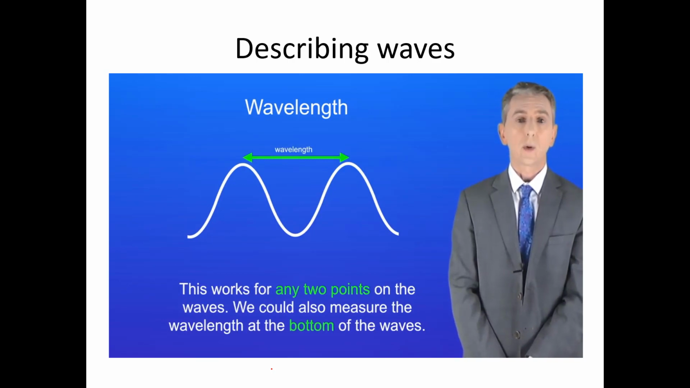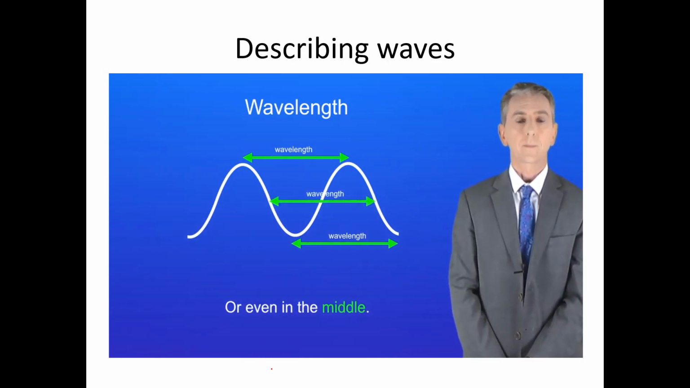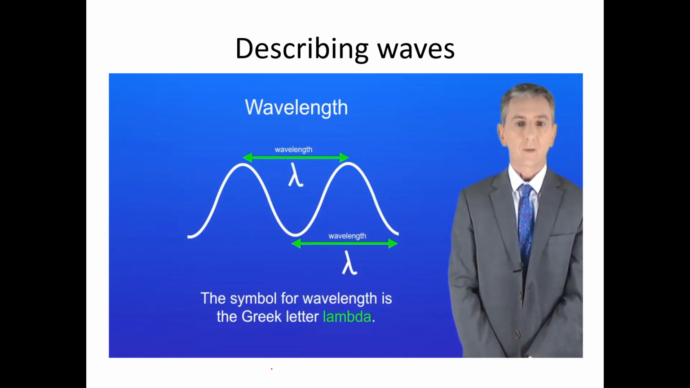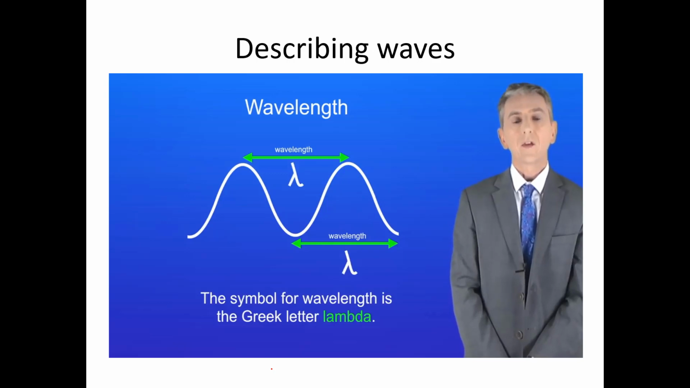Now this works for any 2 points on the waves. So we could also measure the wavelength at the bottom of the waves like this, or even in the middle like this. Now the wavelength has a special symbol which I'm showing you here. This is the Greek letter lambda, and we'll be seeing that again in the next video.